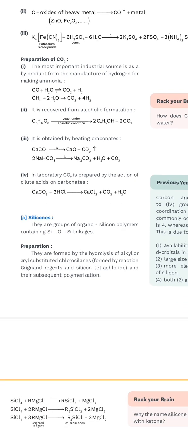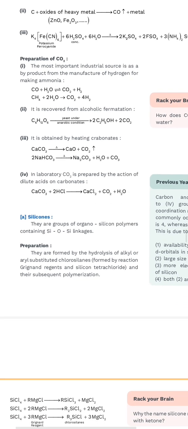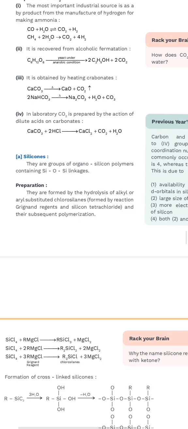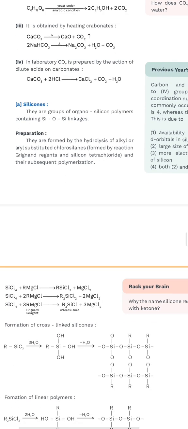Next is preparation of carbon dioxide. The most important industrial source is as a byproduct from the manufacture of hydrogen for making ammonia. It is recovered from alcoholic fermentation. It is obtained by heating hydrocarbons. In the laboratory, carbon dioxide is prepared by the action of dilute acids on carbonates.